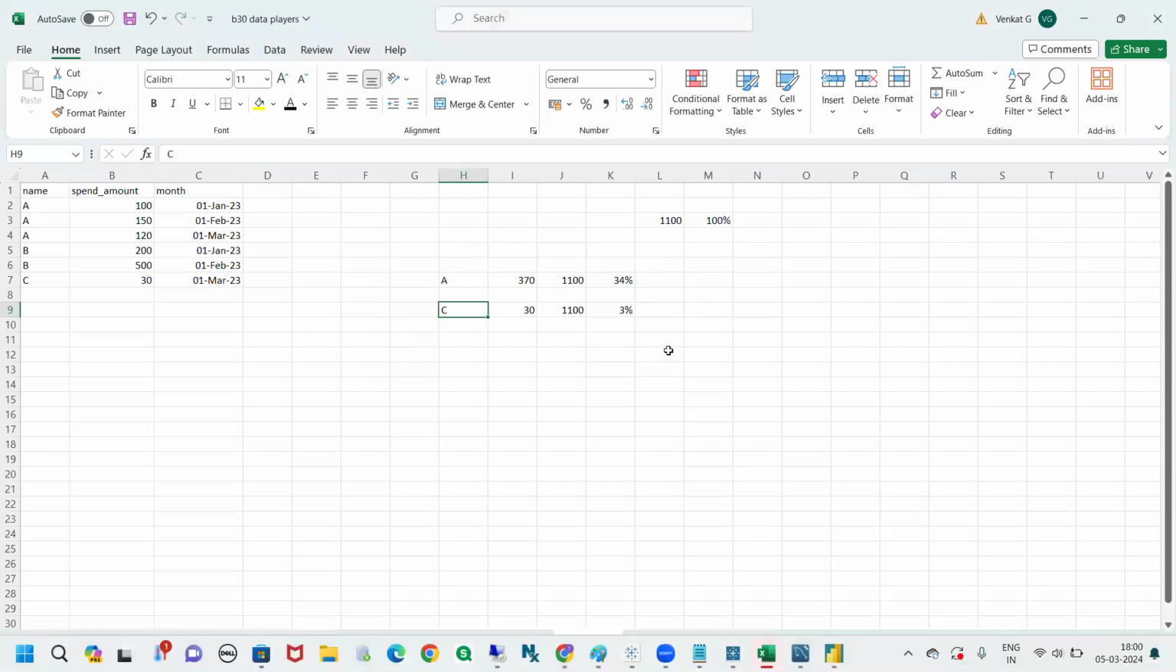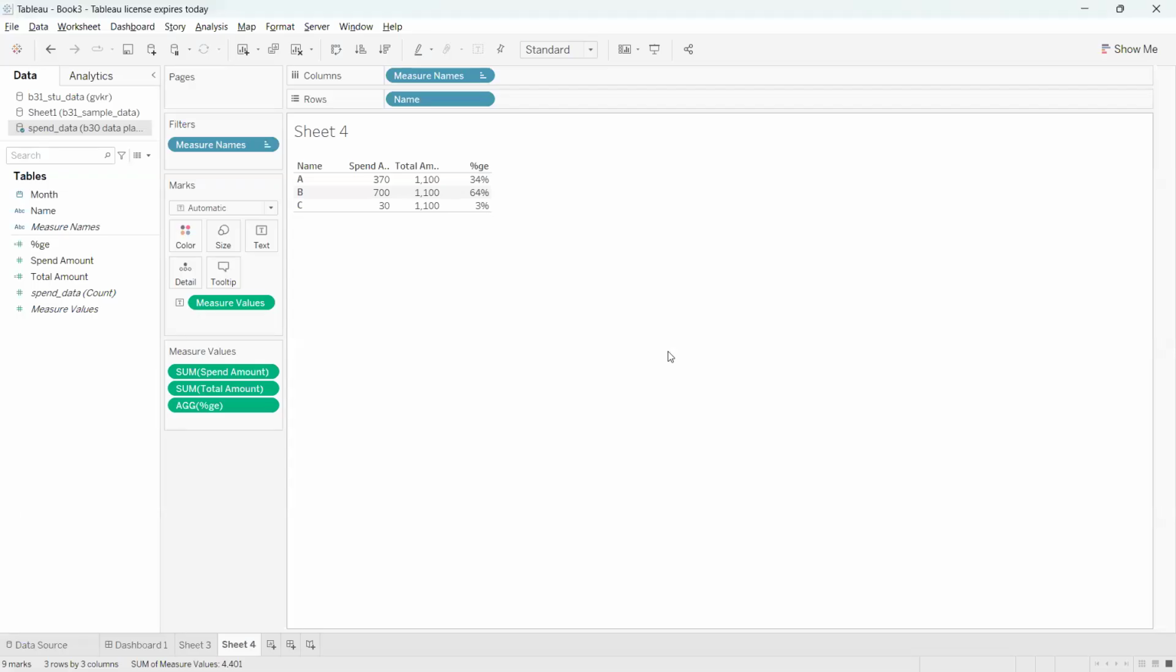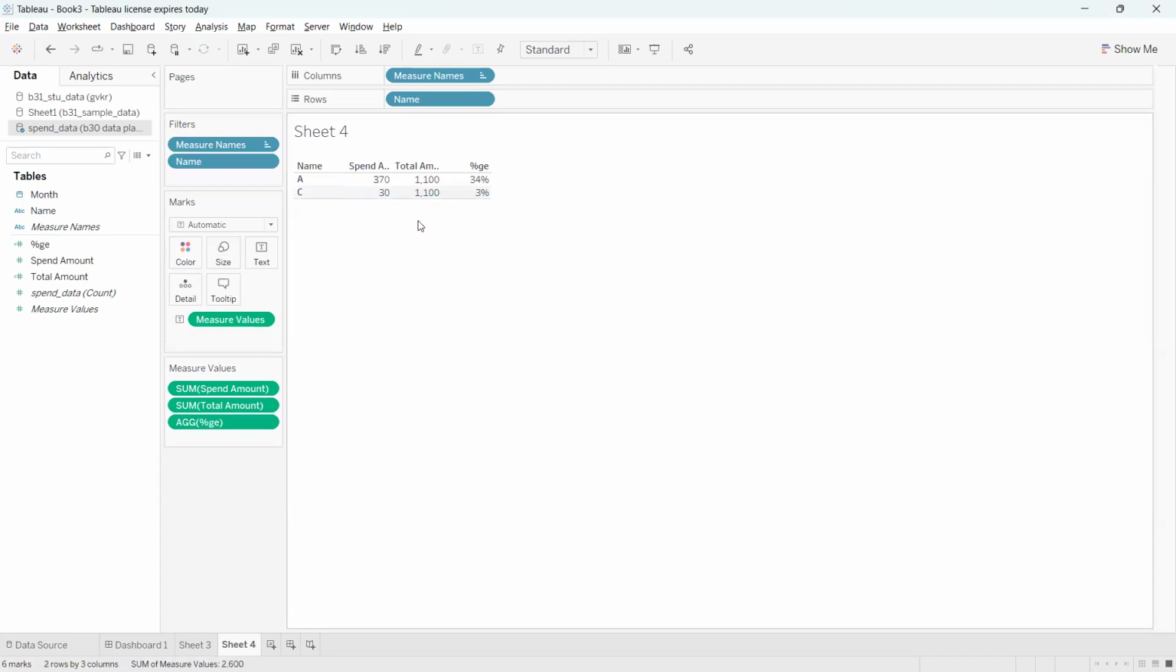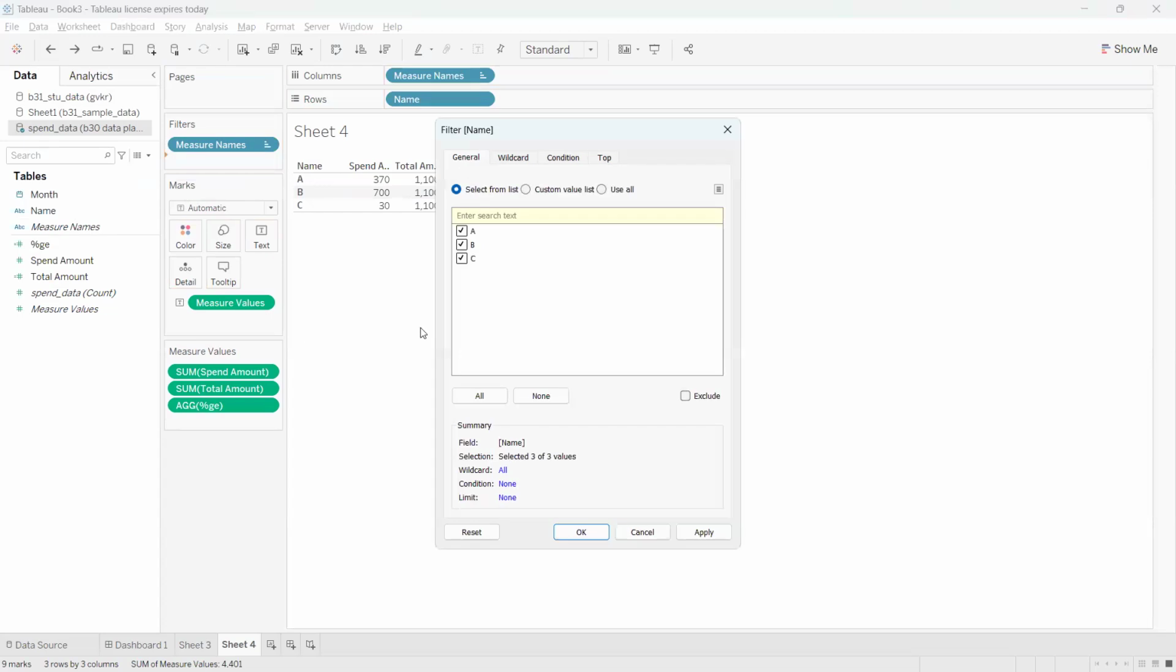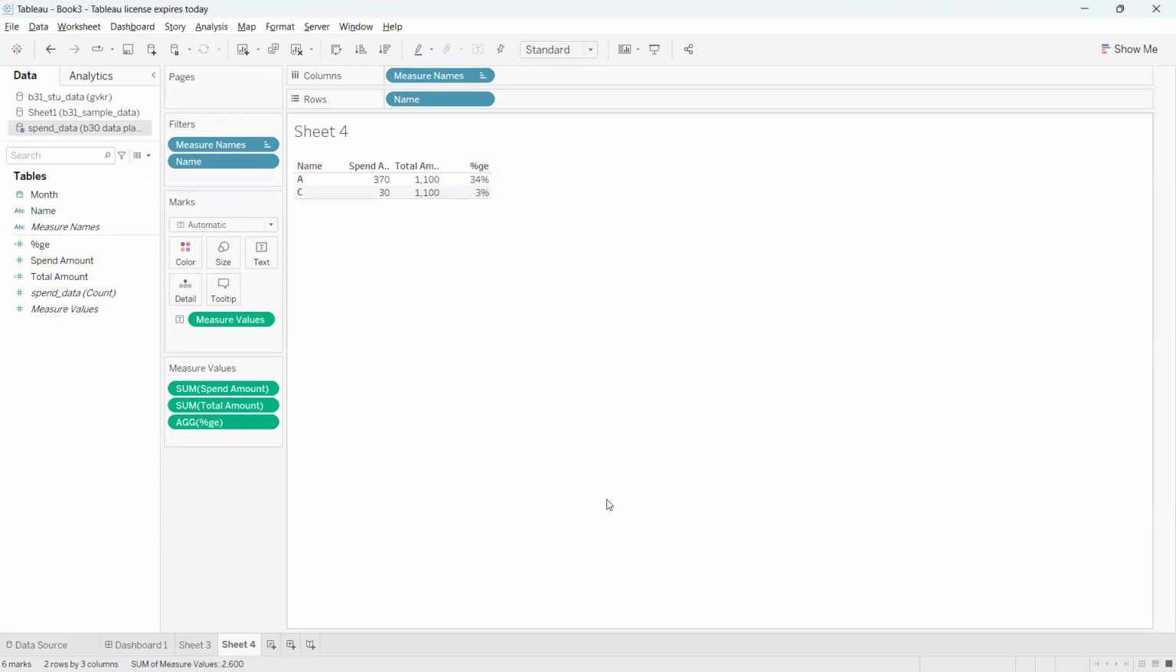So I will go to my Tableau here. If I want to remove person B, then I have to filter the data. Simply click on person B, click on the exclude option, or just go back here, drag the name into the filter shelf, simply unselect B here, and click on OK. Now you see my answer remains the same here, 34 percentage and 3 percentage here.